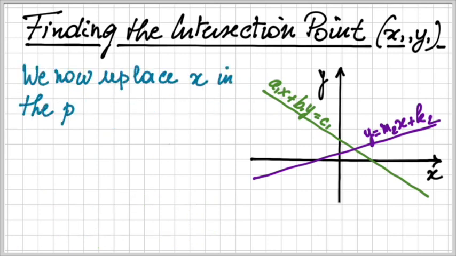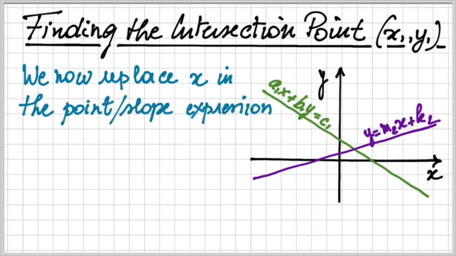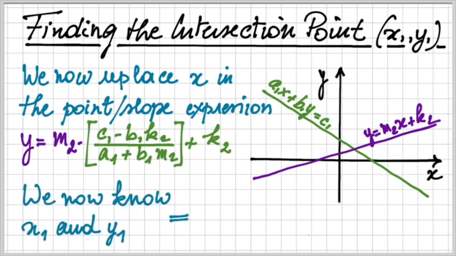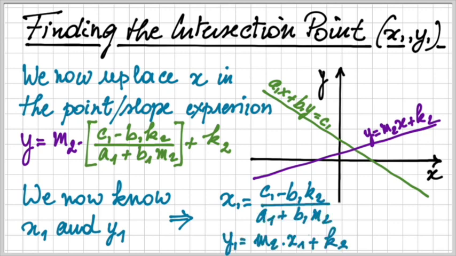Now we continue with the same system. We replace x in the point slope expression, which is the second expression. So we have y is m2 times x plus k2, and x is c1 minus b1k2 divided by a1 plus b1m2. And we now know x1 and y1, and we put them in the equation to control. So we find x1 is c1 minus b1k2 divided by a1 plus b1m2, and y1 is in fact m2 multiplied with the x value x1 plus k2. And we have to control now if this is effectively the solution.